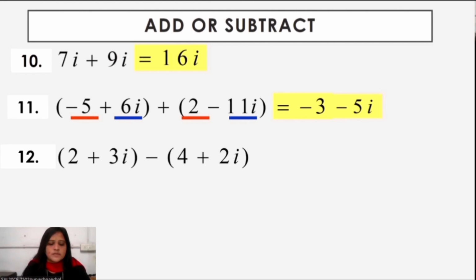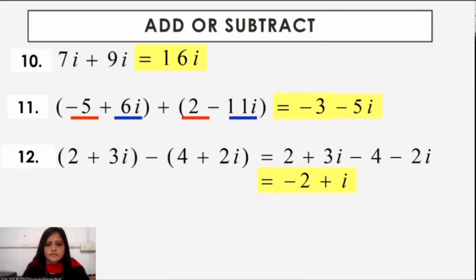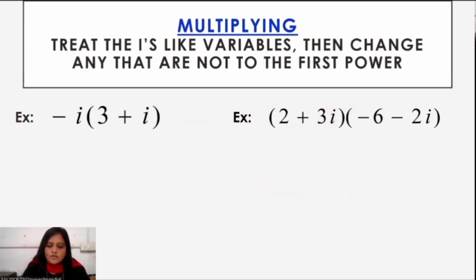Let us see an example of subtraction. 2 plus 3i minus (4 plus 2i). Subtract the real part, 2 minus 4. First of all, we will open the bracket. So here, the real part 2 minus 4, that is minus 2, and the imaginary part 3i minus 2i, that is plus i. Now let us learn how to multiply.